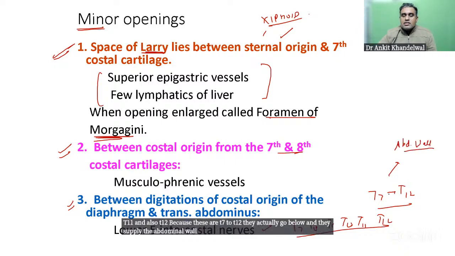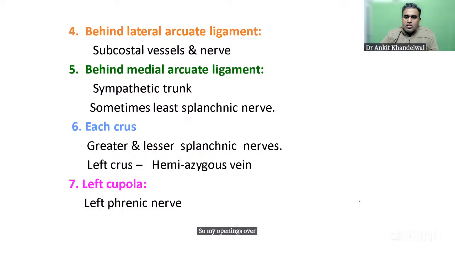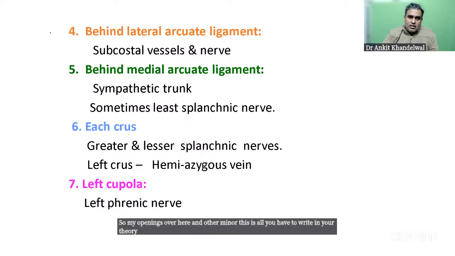So these thoracic nerves, they not only supply the thoracic wall, they will also supply the abdominal wall. So minor openings over here and other minor, this is all you have to write in your theory. Behind lateral arcuate ligament, subcostal behind middle, sympathetic, and then crus over here is discussed, and cupula is where you have that on the left side opening, opening made with the placement of the heart over here, the left phrenic nerve.